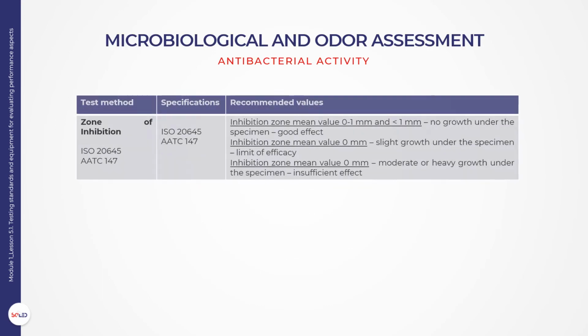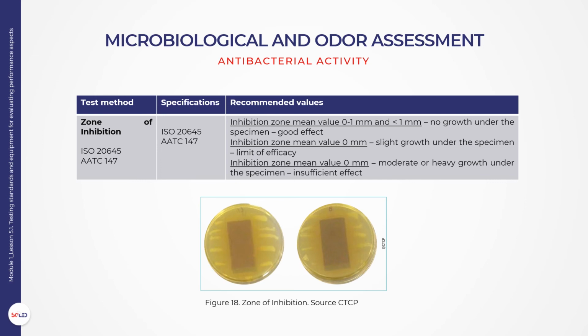The antibacterial effect is assessed by analyzing the growth of bacteria under the test sample and the extension of the zone of inhibition. If the inhibition zone mean value is between 0 and 1 mm, and there is no growth under the specimen, it is classified as good effect. If the inhibition zone mean value is 0 mm and there is a slight growth under the specimen, it is classified as limit of efficacy.